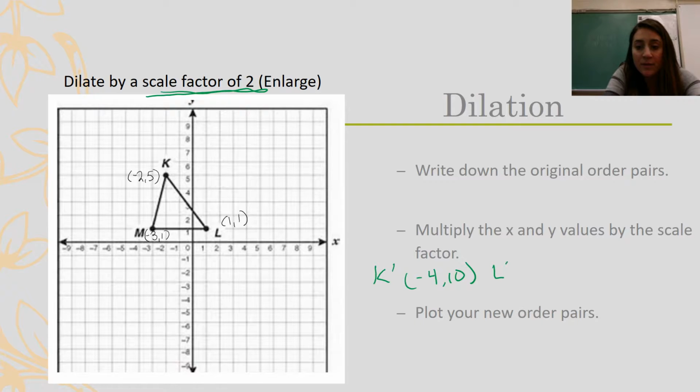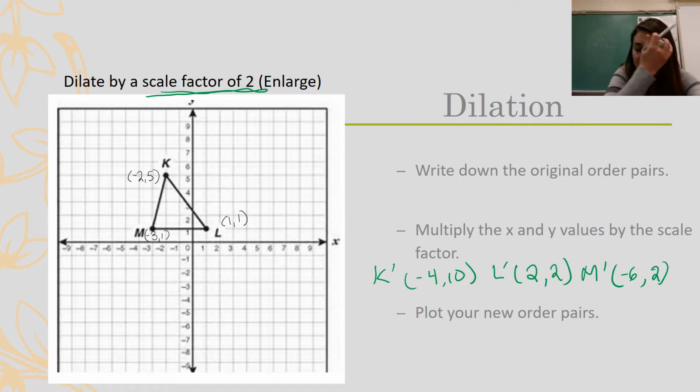For L prime, again, I have to just multiply them both by 2. So 1 times 2 is 2, and 1 times 2 is 2. So my new ordered pair is 2, 2. And the last one is M prime. I just have to multiply the x and the y by 2. So -3 times 2 is -6. And 1 times 2 is 2.